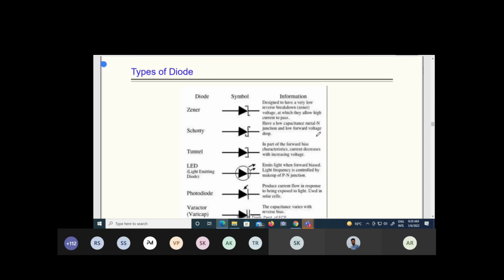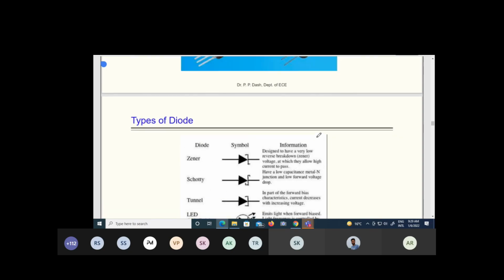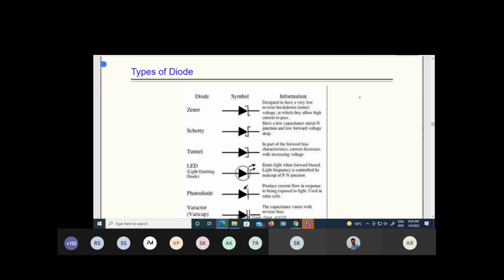Coming to the different types of diodes, symbolically, how is it represented? A simple PN junction diode is represented as just a triangle with a bar.